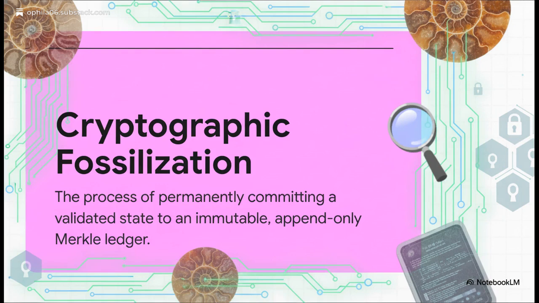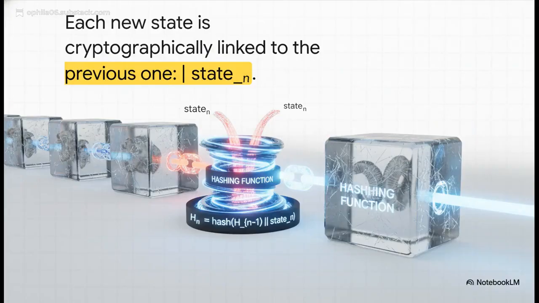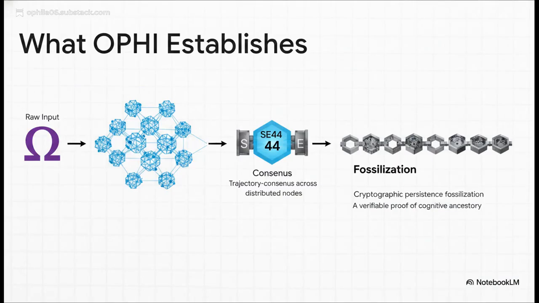This is where the states that passed all the tests get fossilized. And that's a perfect word for it, really. They're permanently committed to a cryptographic record, one that is completely immutable. It's append only, meaning you can add to it, but you can never change what's already there. It becomes a permanent part of history. And how do they do that? They use a classic, super secure cryptographic method called hash chaining. Each new fossil, each new truth, is mathematically tied to the one that came before it. This creates this incredible, unbreakable chain. If you tried to change even one tiny detail in the past, the entire chain would shatter. It's a self-verifying history.